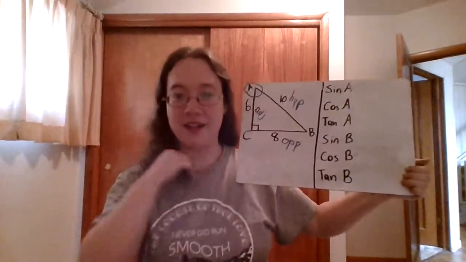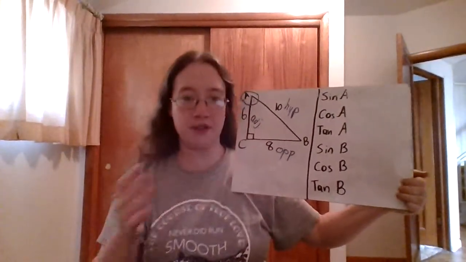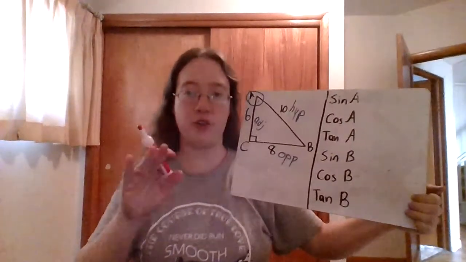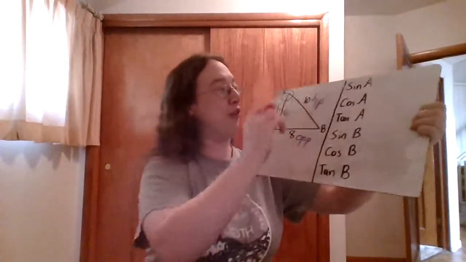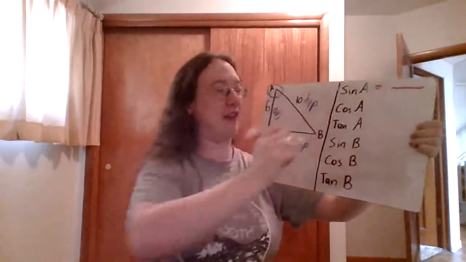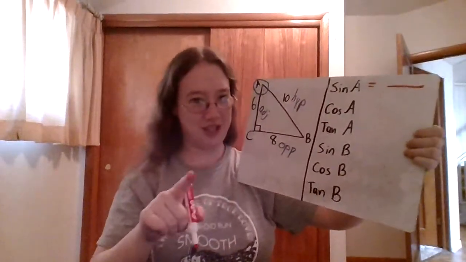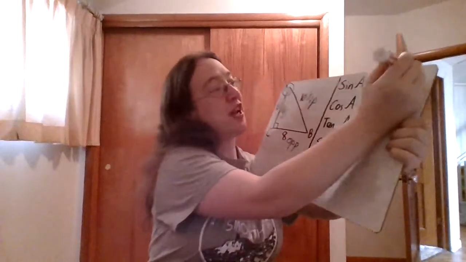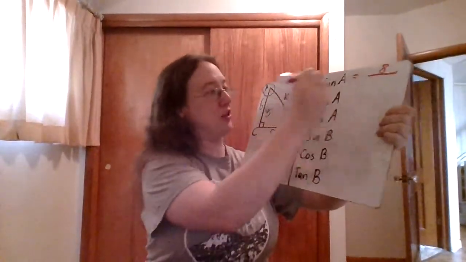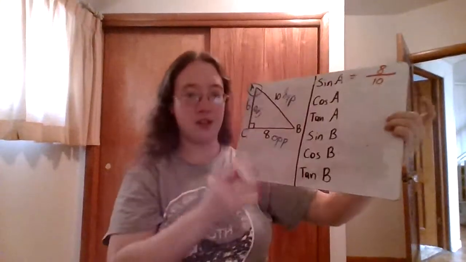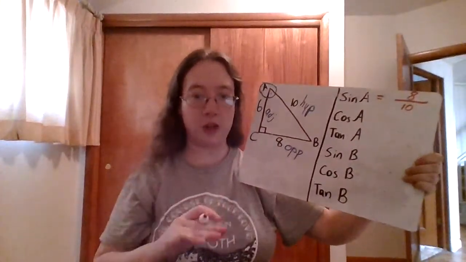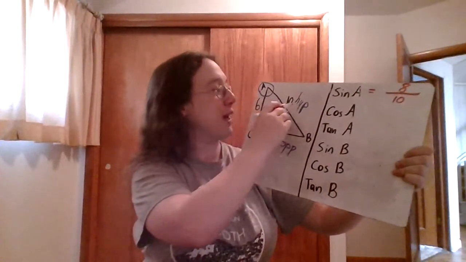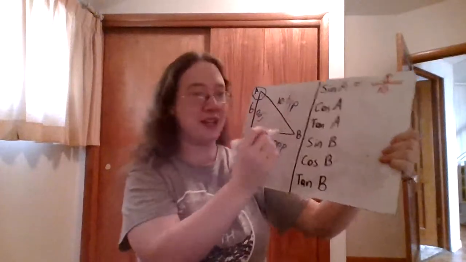Okay, so our adjacent side and our opposite side are going to vary depending on which angle we're talking about. Your hypotenuse is always your hypotenuse. So if we're looking for the sine of A, remember our sine is our opposite over hypotenuse, which is why I told you to jot those things down. So our sine is our opposite side, which is 8, over our hypotenuse, which is 10. So as long as you jotted those things down earlier, we're really just filling those things in. So opposite over hypotenuse, which is 8 over 10.